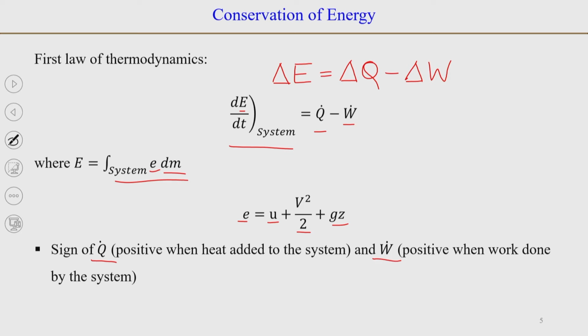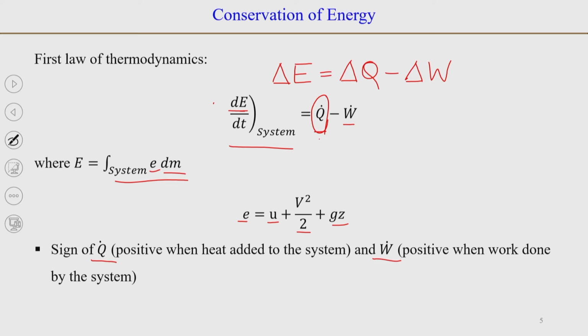We can understand this by looking at the expression itself: the rate of change of energy, dE by dt, will be positive. That means the system will get energy if there is some energy being supplied from outside. So, if heat is being added to the system from the surroundings, only then delta E will be positive. So, q dot is positive when heat is being added to the system.